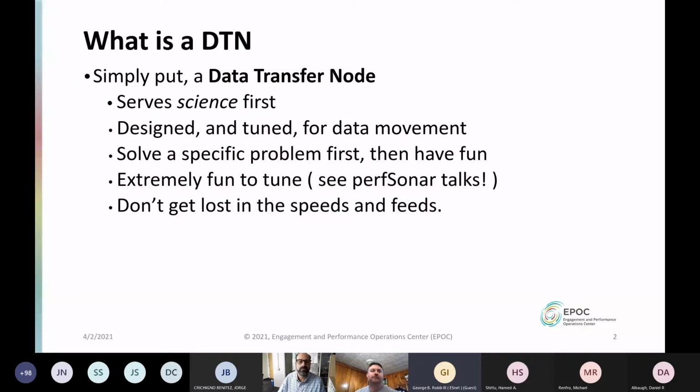All that said, don't get lost in the speeds and the feeds. And I go back to the very first bullet point, and this gets lost quite often. I even fell into this trap. DTNs serve the science first.